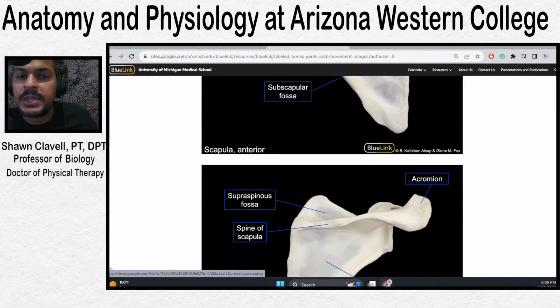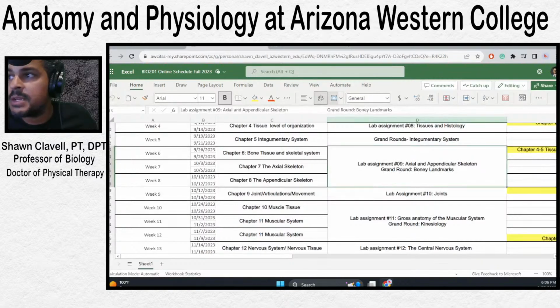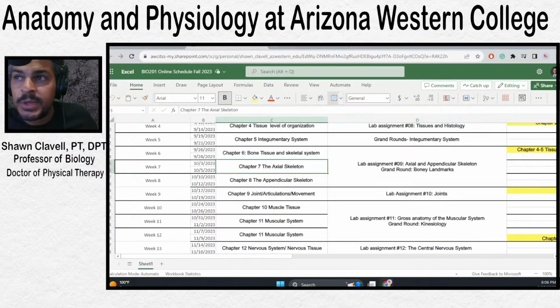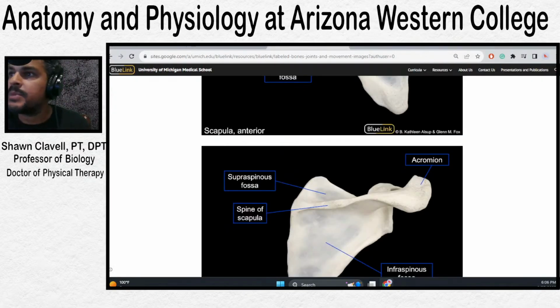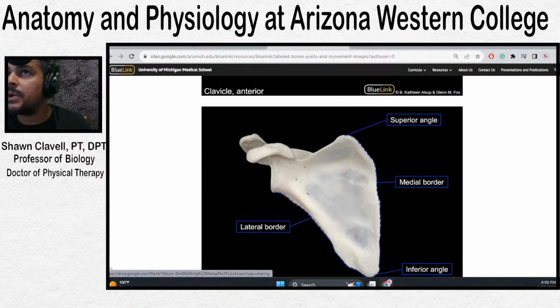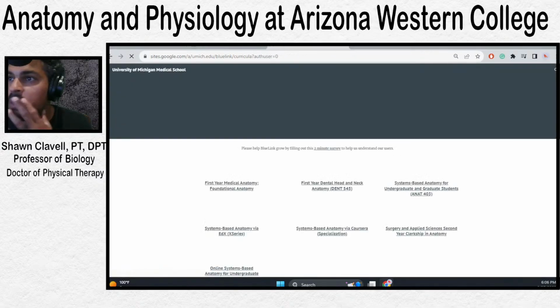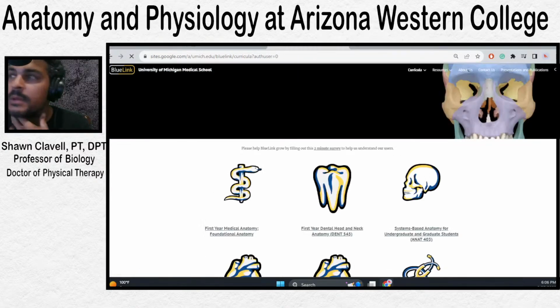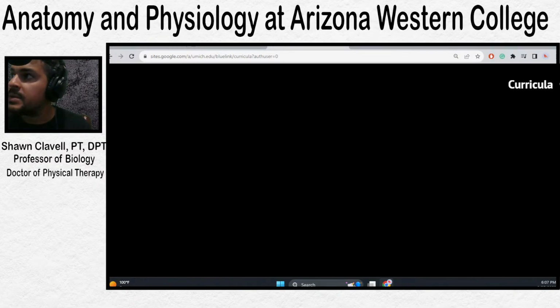So again, the big portion of this is going to be bony landmarks. Bony landmarks of the axial skeleton as it relates to the skull. Let's see if I've got some structures here as it relates to the skull. That's a big one as well. Again, the resource here, I'm going to zoom in for everybody. See if I can zoom in. There it is.